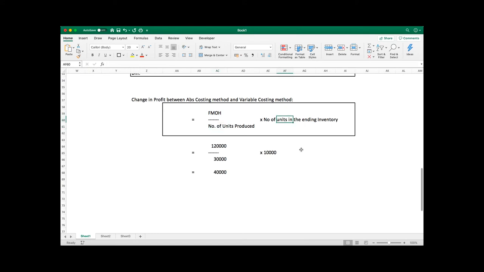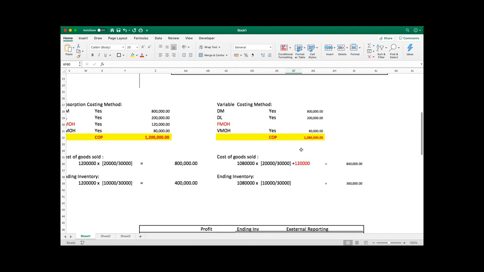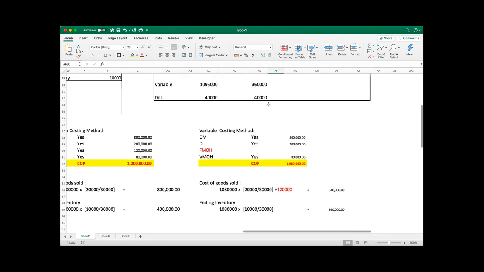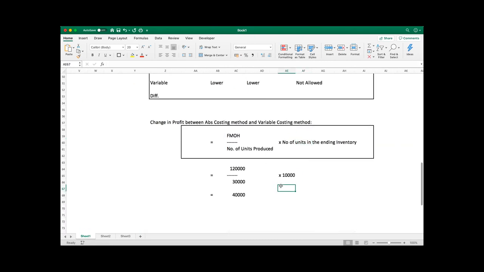So next time, when there is a multiple choice question asking about the difference in the profit between absorption costing and variable costing method, please just use only this formula to answer the question. But I do not encourage you to do all these calculations, wasting your time. Don't do this, please. Just use this formula. What is my fixed manufacturing overhead, how many units I produced, and how many units I'm still having in my closing inventory. Use the formula: fixed manufacturing overhead divided by number of units produced multiplied by number of ending units will give you the difference in the profits. No need to go for this calculation. Okay, examination point. Do remember this formula and just use this.